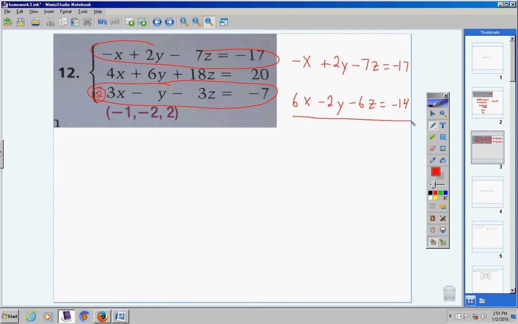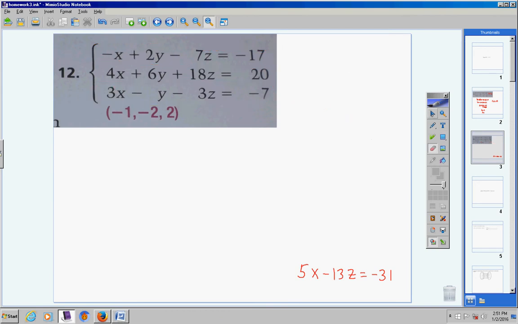Let's add these two together. Negative 1, positive 6, that's 5x. These cancel. Negative 7, negative 6, negative 13. Negative 17, negative 14, negative 31. So there's one equation that has no y. The y is gone, okay? Now don't forget, Jonathan, we use the first and the third, or the top and the bottom equation, so to eliminate y's, I can use my first two or my bottom two.